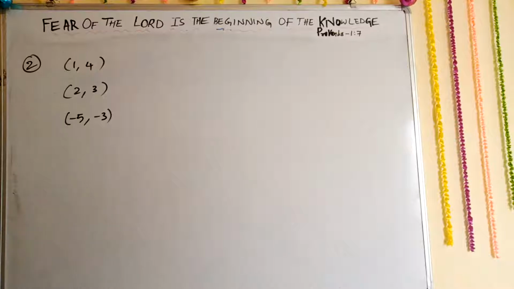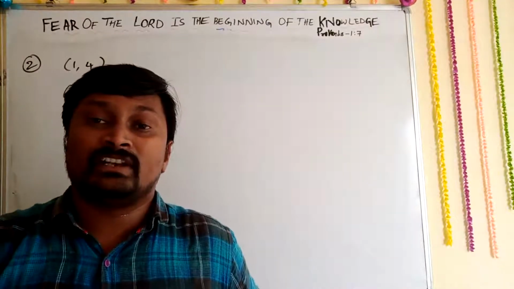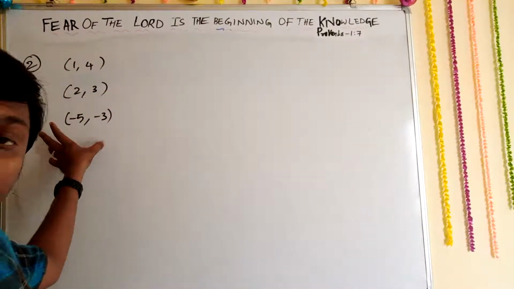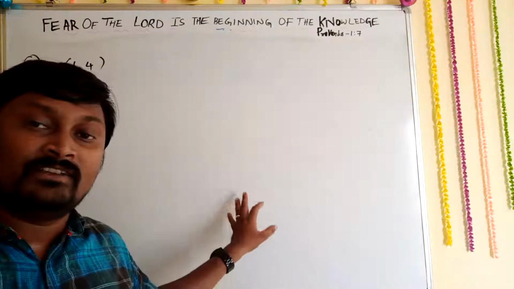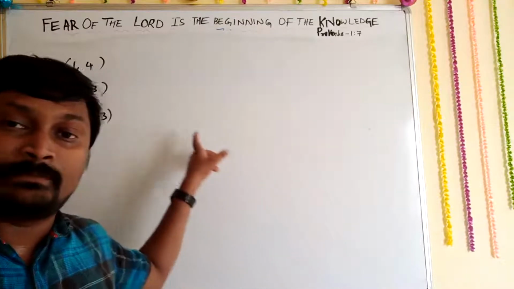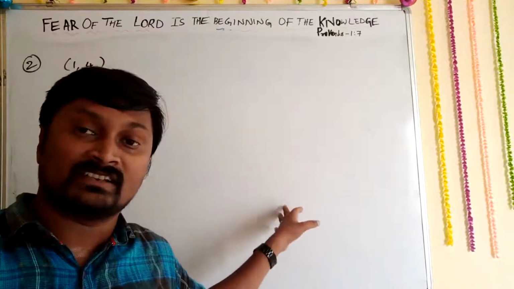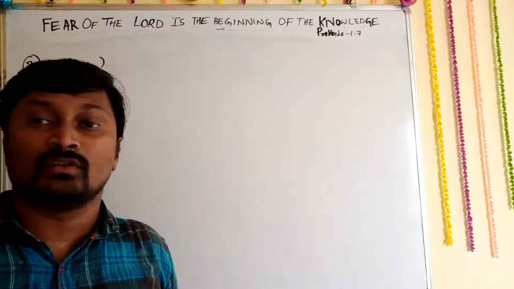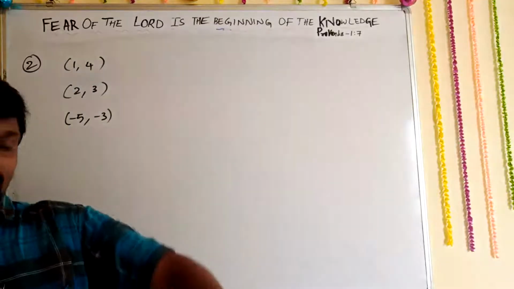The second part they asked is, are they collinear? So first we need to check, by using these 3 points, we need to find the area of a triangle. Once you find the area of the triangle, if it is equal to 0 we can say that the points are collinear. If it is not equal to 0 then we can say that the points are not collinear, otherwise non-collinear.